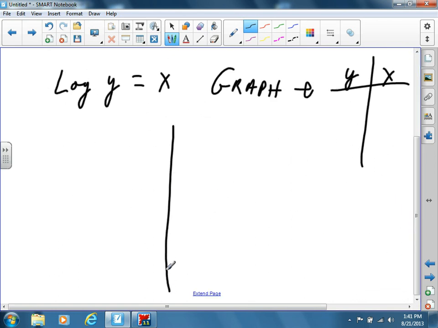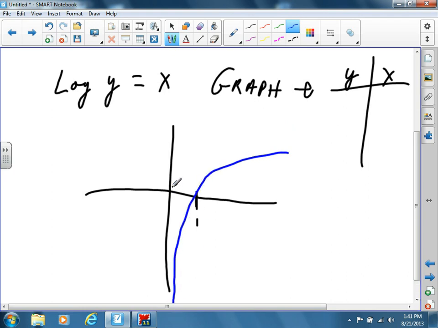In this particular case, I can't take the log of a negative number, and the graph is always going to pass through 1. The log of 1 is always going to be 0. So my graph is always going to look something like that, and I can't take the log of a negative number.